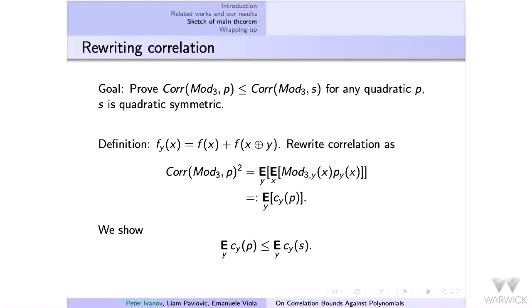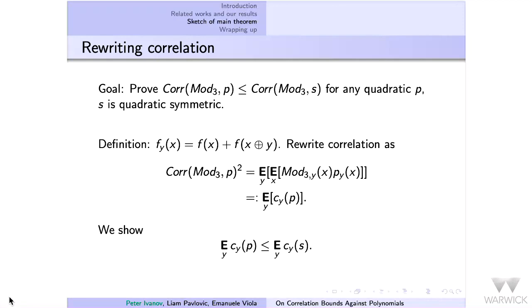Our theorem is that the correlation of mod 3 with any quadratic polynomial p is at most the correlation of mod 3 with the quadratic symmetric polynomial s. We do this by looking at the correlation of the derivatives. We're looking at the partial derivatives because we're dealing with Boolean functions. One thing to note: when we take the derivative of p, it becomes a linear polynomial because we started with a quadratic, and there will be some structure there to play with. This will be important in the proof.